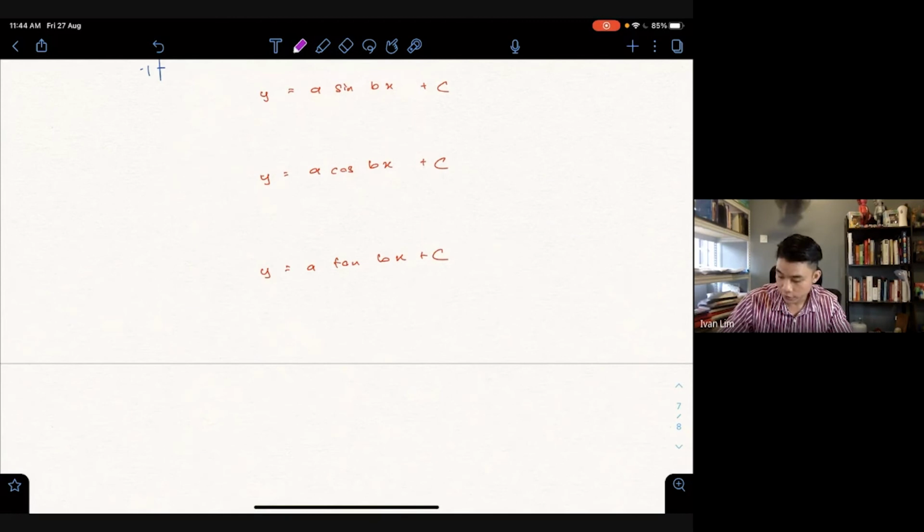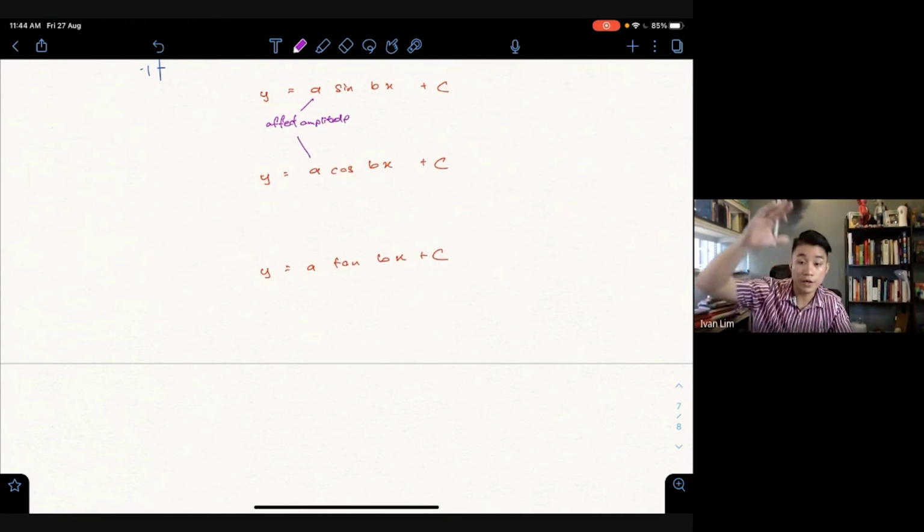So for a, it will affect the amplitude. Okay, same goes for this a also. So your value of a, if it's 1, then it will be the same. If it's 2, then 1 times 2. If it's 3, then 1 times 3. So your amplitude. Okay, remember what's the definition of amplitude? The distance between your principal axis and your maximum or minimum point.